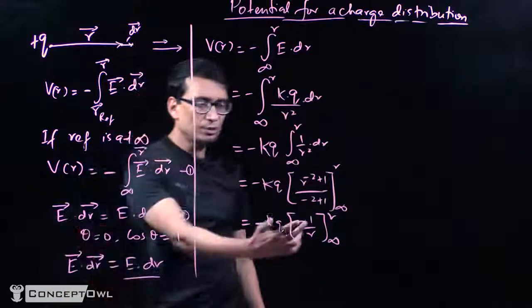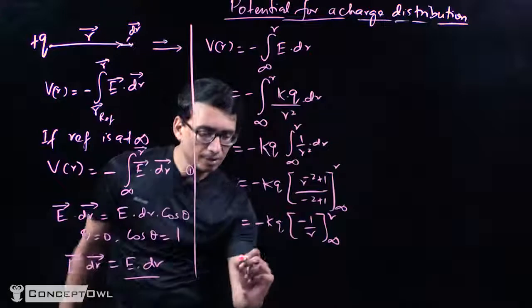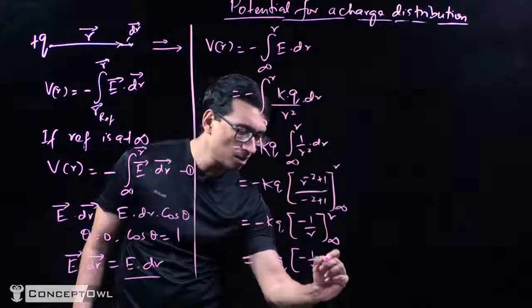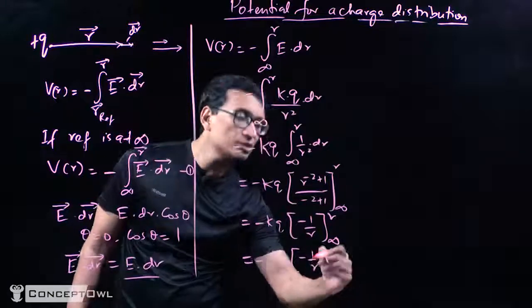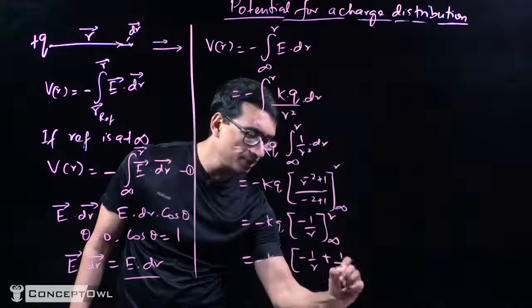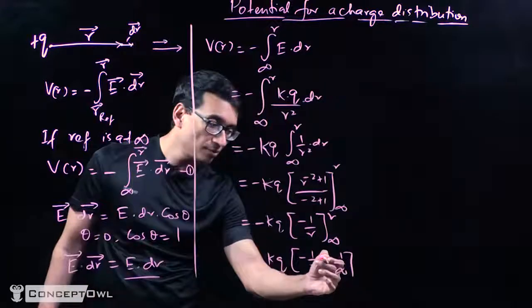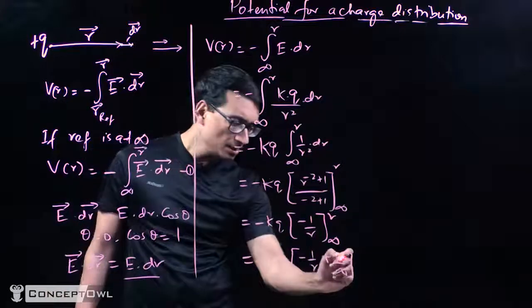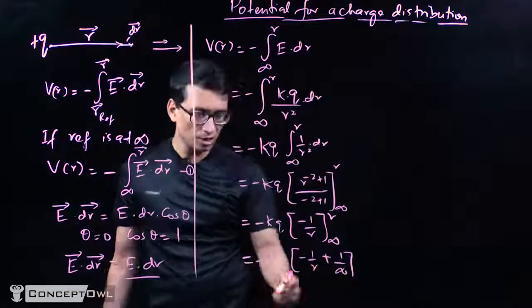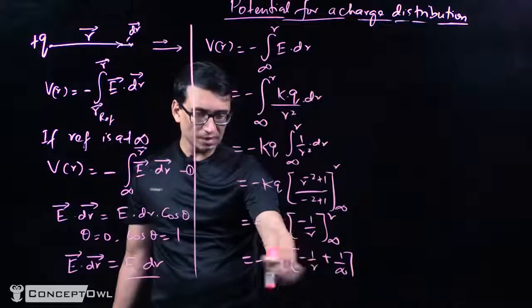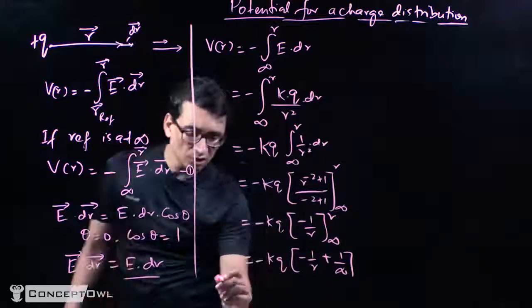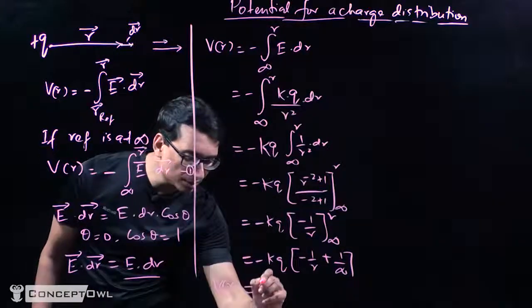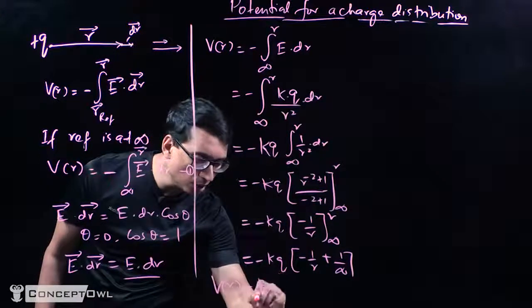Now if you put in the values, this would be minus kq into minus 1 upon r plus, which is minus of minus, 1 upon infinity. This number 1 upon infinity is nothing but 0. So what is left is minus 1 upon r, and with the minus sign here, it becomes positive. So the potential at distance r would be simply kq upon r.